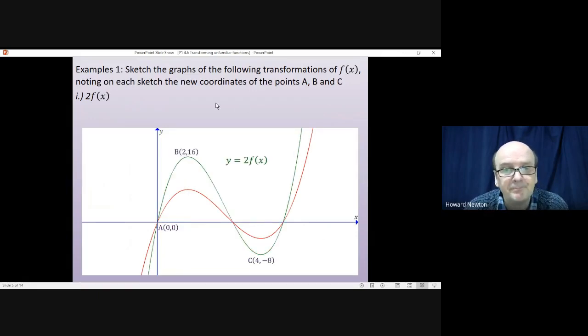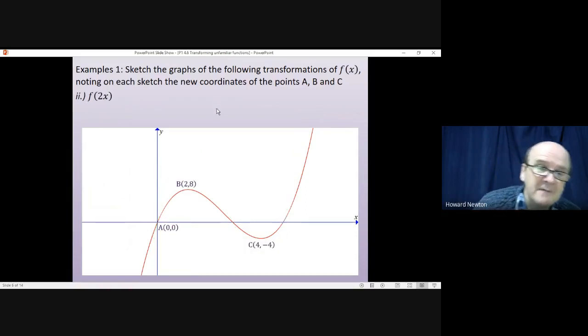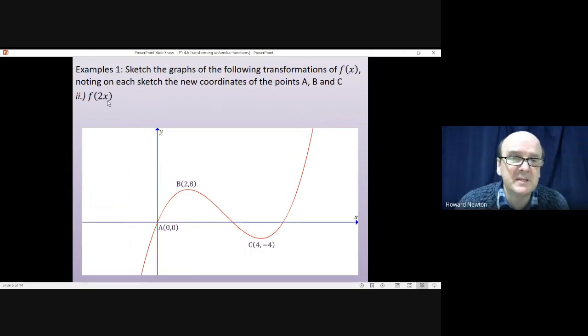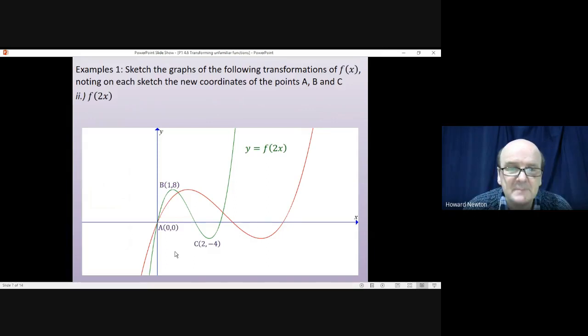The second question, f of 2x. Here we're doubling the x values in the function, and what happens is the opposite from what you would expect. When we double the x values, the graph is stretched in the x direction, but instead of doubling the x coordinates, we're going to have to halve the x coordinates. So a half of 2 will become 1. A half of 4 will become 2. Again, the origin isn't going to move at all. 0, 0 will stay as 0, 0, and the y coordinates will stay the same. And the graph will look something like that.